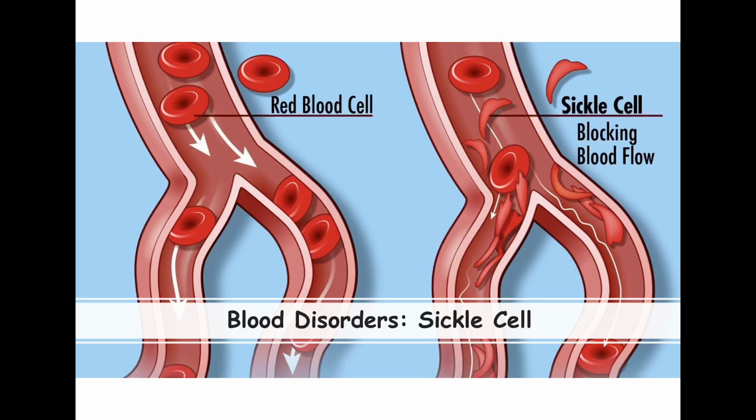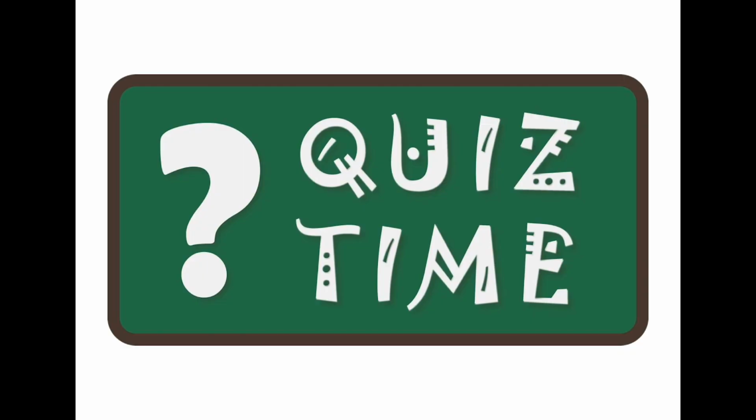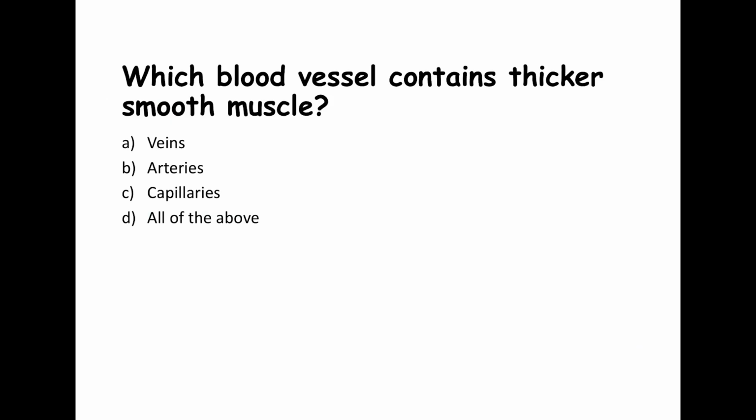All right, so it's quiz time. Let's see what you remember about blood and blood vessels. Right, which blood vessel contains thicker, smooth muscle? Is it veins, arteries, capillaries, or do they all contain very thick smooth muscle? Okay, so the answer is arteries. Remember, artery has a very thick, smooth muscle layer, and it also contains the elastic layers.